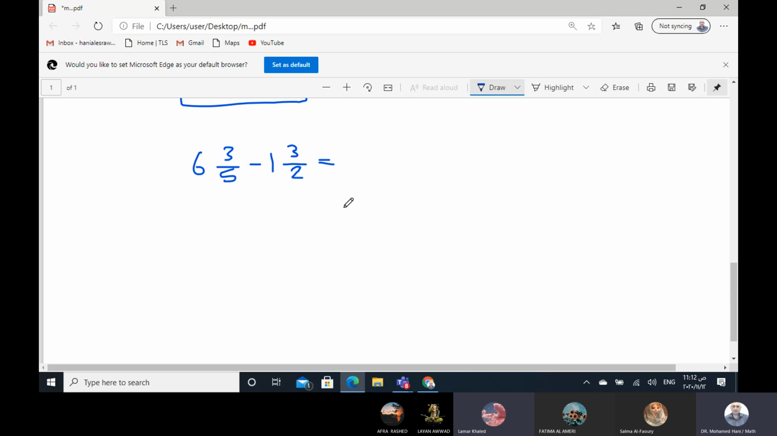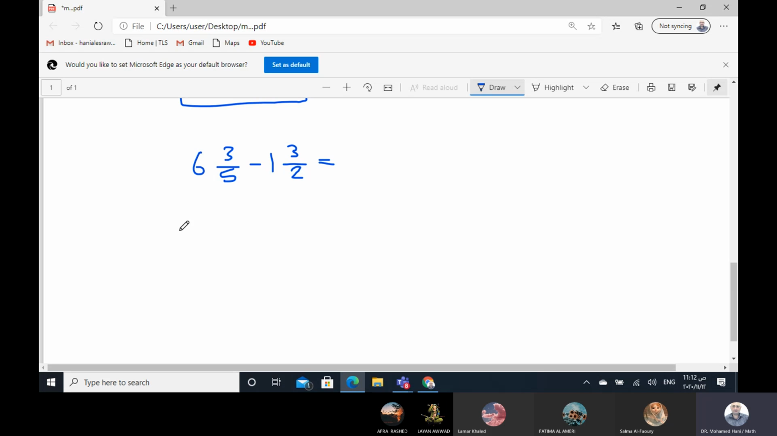Mister, here my final answer is a mixed number. Can we turn it into a fraction? Like we do 10 times 4, that will be 41. Mister, it will stay the same. Yes, you can change it to a fraction or you can keep it as a mixed number. No problem.